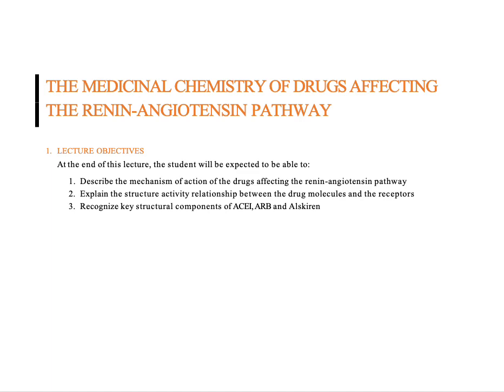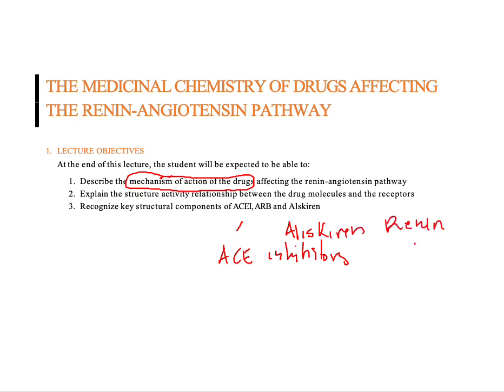Today we'll be going through medications that affect the renin-angiotensin pathway. At the end of this lecture, I would expect you to be able to describe the mechanism of action of those drugs and be able to explain the structure-activity relationship between the drug molecules and the receptors. And finally, there are some key structural components of the ACE inhibitors, angiotensin receptor blockers, and aliskiren, which is a renin inhibitor. I think I'm missing an I here. So there are some key structural components that I would like you to be familiar with, and we'll go through these during the lecture.